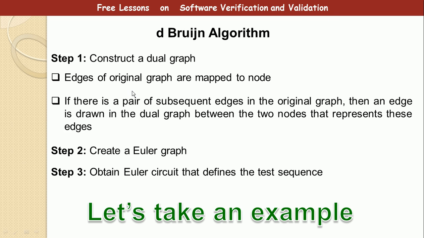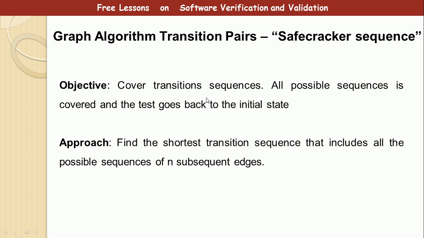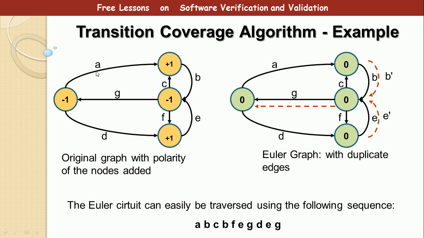Now, these are the steps to construct a dual graph. The edges of the original graph are mapped to nodes. Let me show you what that means. For instance, we have edge A here. It means that in the dual graph, A will be a node.